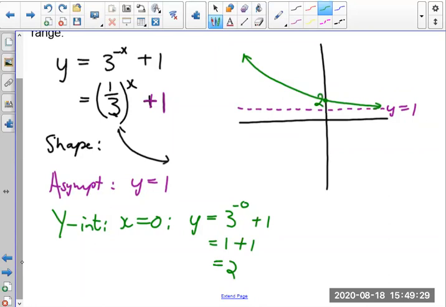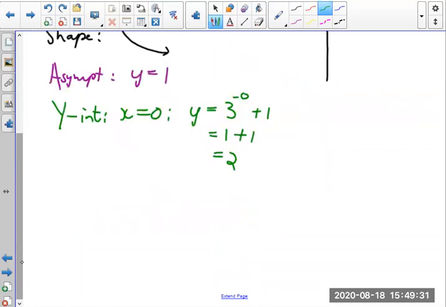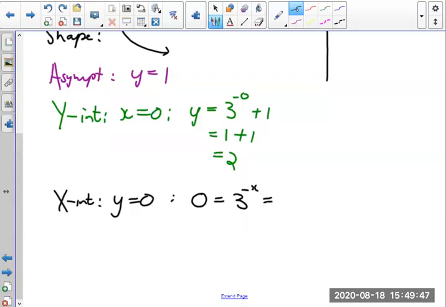Say I wanted to calculate an x-intercept. Let me just show you what's going to happen. For x-intercept, make y equal to 0. So now I make my y equal to 0: 0 equals 3 to the minus x plus 1. If I take this 1 to the other side, 3 to the minus x equals minus 1.